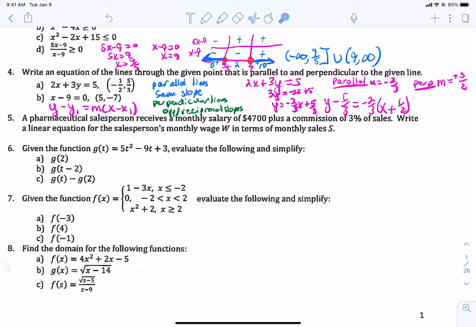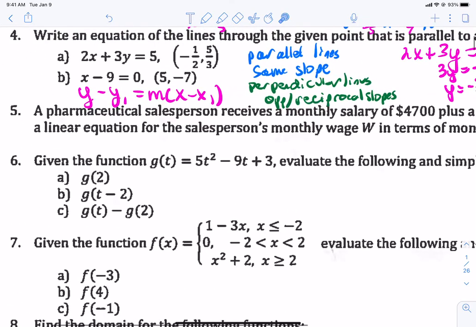Let's just talk about 4 real quick before we move on to number 5. For number 4, you might notice there's only an x. Can anybody tell me, do you guys remember, if there's only an x in the problem, what kind of line is it?